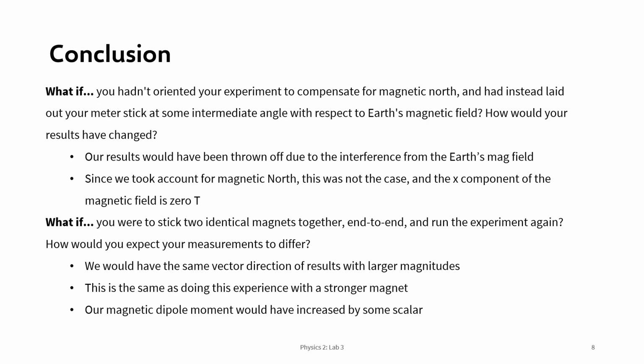Then what if you were to stick two identical magnets together end to end and run the experiment again? How would our results differ? We would have the exact same vector direction results with larger magnitude. This is essentially making the same experiment with a stronger magnet because the two bar magnets will combine to make one big magnet. So our magnetic dipole would have increased by some scalar.